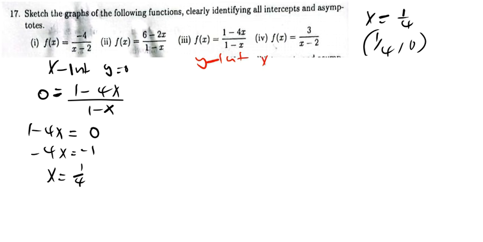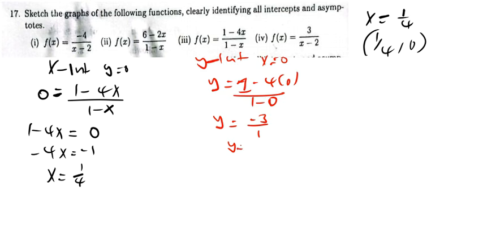X has to be 0. So y is equal to (1 minus 4(0)) over (1 minus 0). Y will be equal to negative 3 over 1, so y is negative 3. Meaning that when x is 0, y is negative 3. Those are the intercepts. Then find the asymptotes.